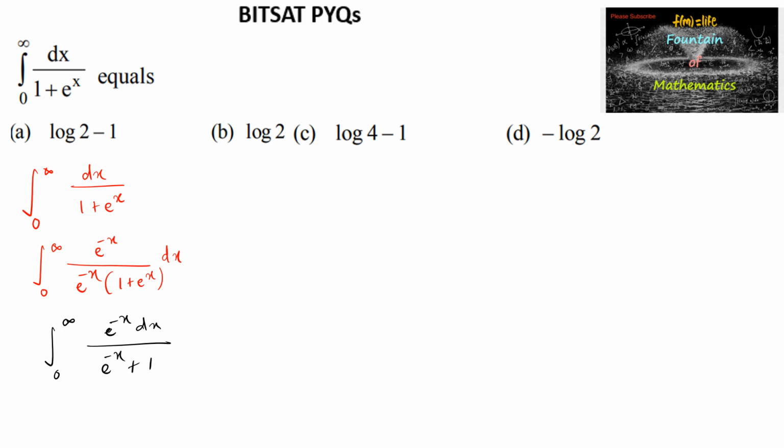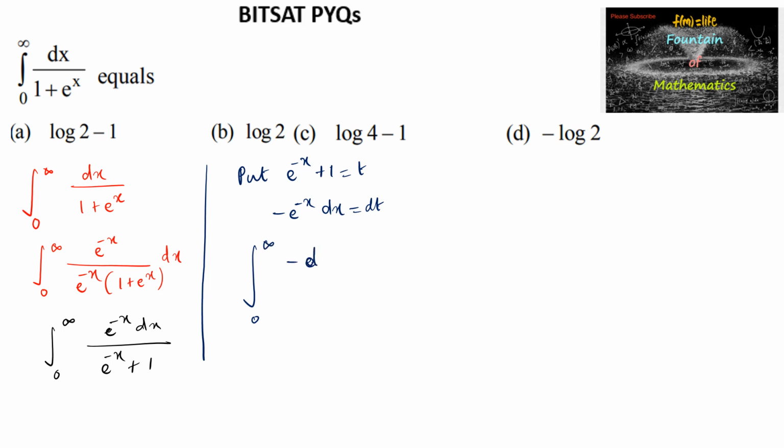Let us substitute. Put e^(-x) plus 1 is equal to t. So we get minus e^(-x) dx is equal to dt. So we can write here integral 0 to infinity minus dt upon e^(-x) plus 1, which is t. And here we need to change the limits.